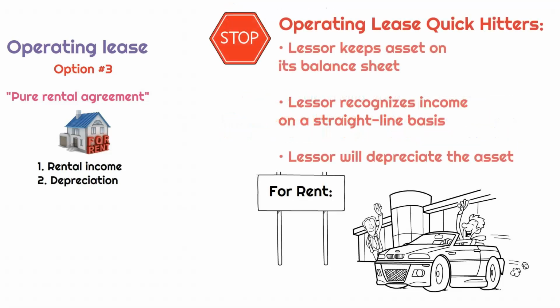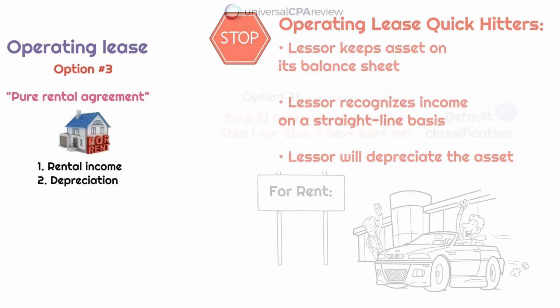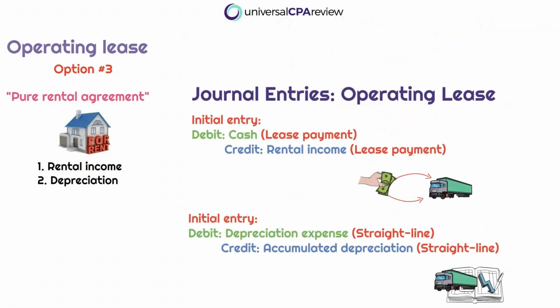Okay, so some quick hitters. The lessor is going to keep this asset on its balance sheet. So it's not getting transferred as an asset over to the lessee. The lessor is going to recognize income on a straight line basis. And because the asset remains on the lessor's books, it is the lessor that will depreciate the asset as well. So that means that the lessor will need to record the depreciation expense and the associated accumulated depreciation. And when the cash comes in, they're simply just going to record a debit to cash and a credit to the rental income.